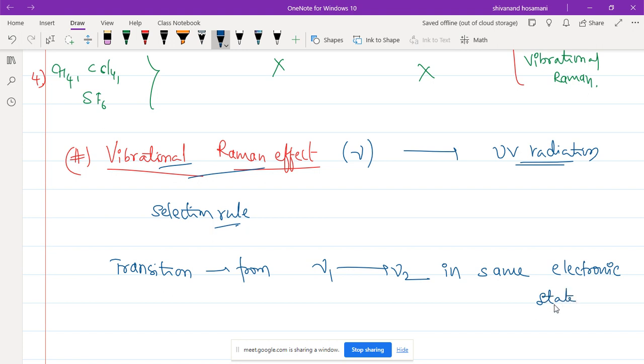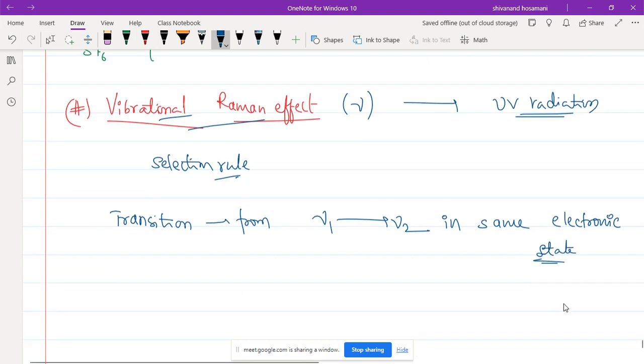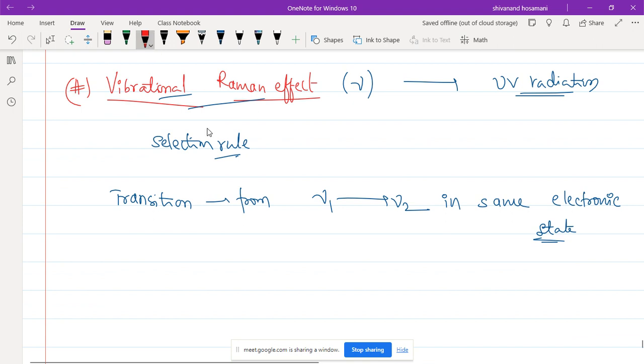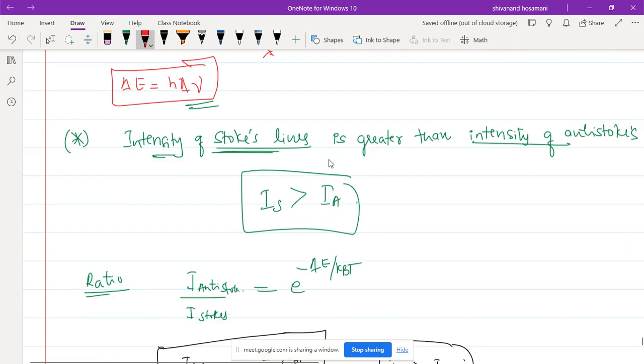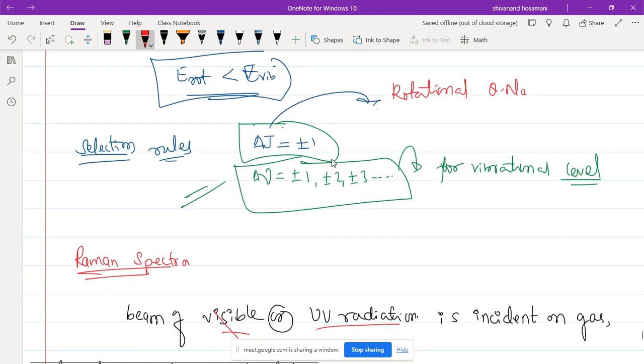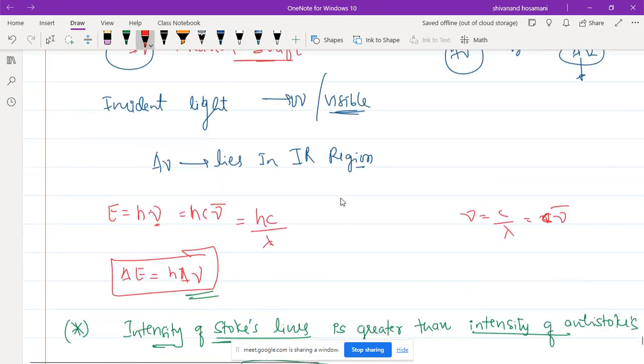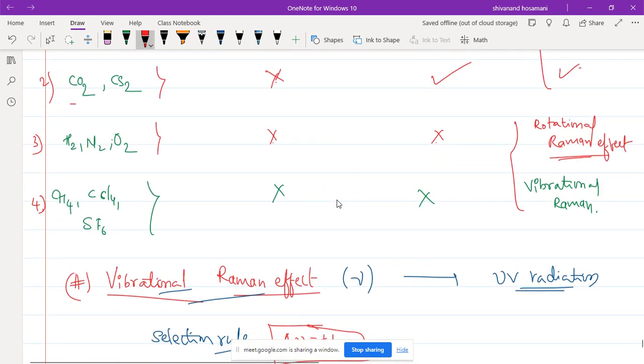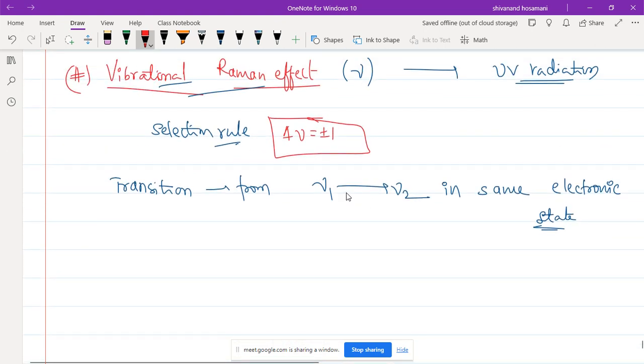And that's why it is defined as the vibrational Raman effect. The selection rules are here: delta nu is always equal to plus or minus 1. In pure vibrational spectra, delta nu varies as 1, 2, 3, 4, that is plus or minus 1, plus or minus 2, plus or minus 3. But in the case of the vibrational Raman effect, its selection rules are only plus or minus 1.